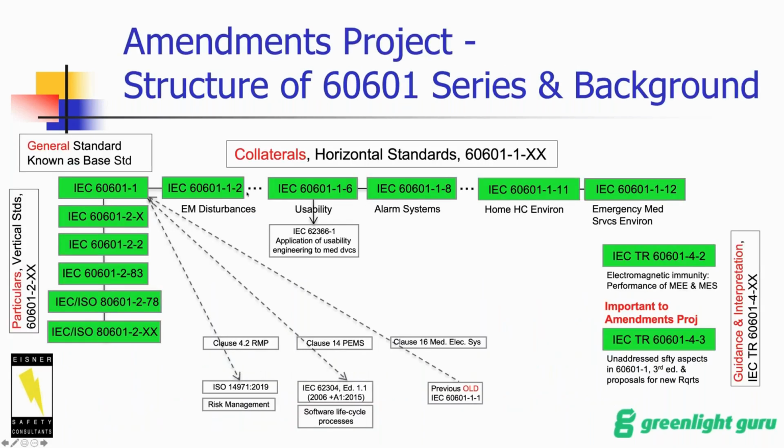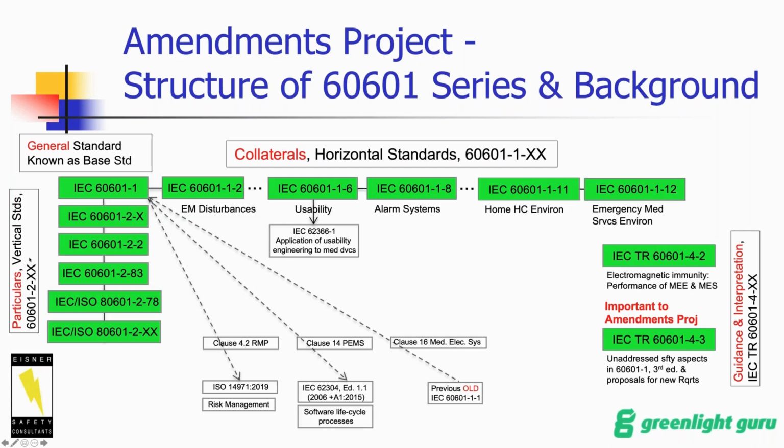So this diagram I've used in many different ways over the years, and I modified it a lot for this presentation. But the 601-1 is the general, or what's known as the base standard. I like to call it the mothership, because it's the beast. It's almost 500 pages in itself. These are the collaterals, or what's known as horizontal standards, and they apply to a lot of products across the board. Other than these 2, which seem to be oddballs, I would say. I don't know why they ended up in the place they did. They almost can be particulars.